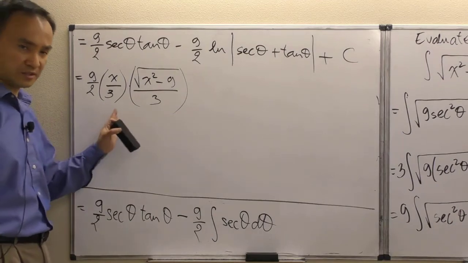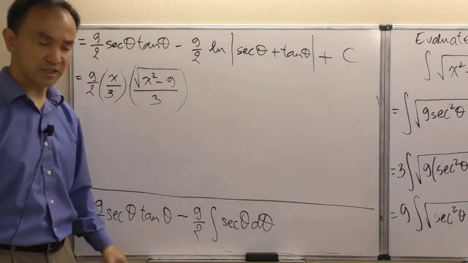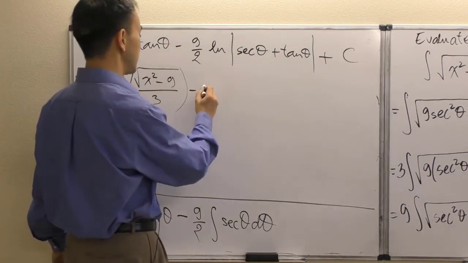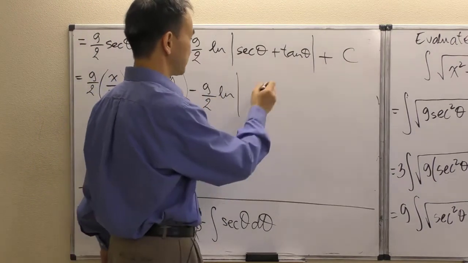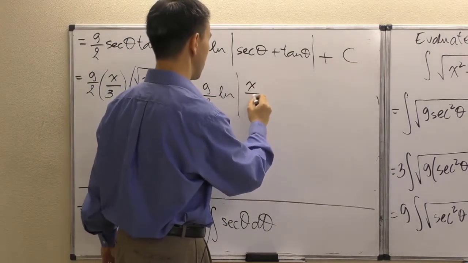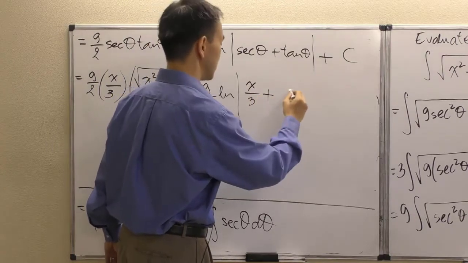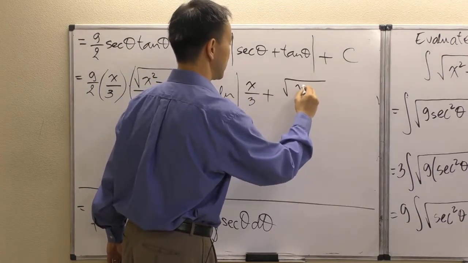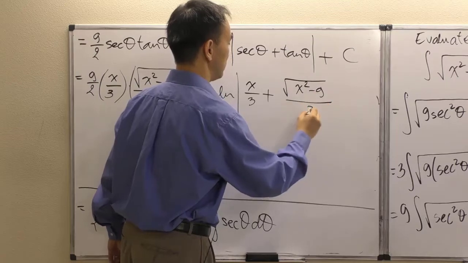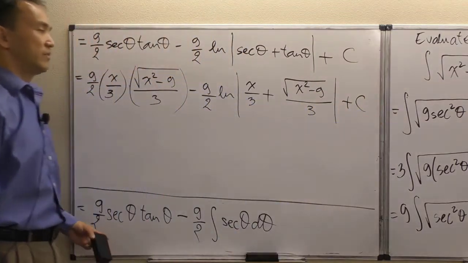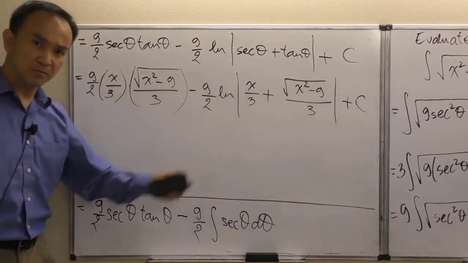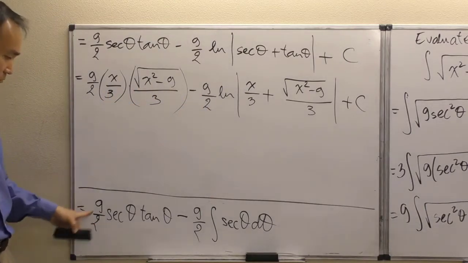And of course at the end we're going to have to do some simplification here, and I'm going to subtract. So here's a 9/2. My natural log expression becomes: secant is x over 3, and now I'm going to add the square root of x squared minus 9 over 3, plus c right there. Okay, so we have the expression. So now let's simplify the expression, and we're completely done with the step.